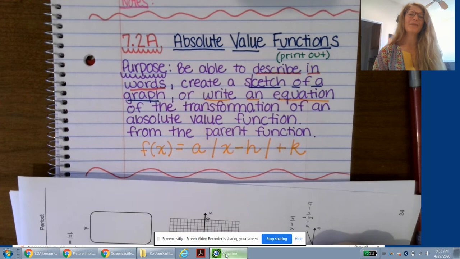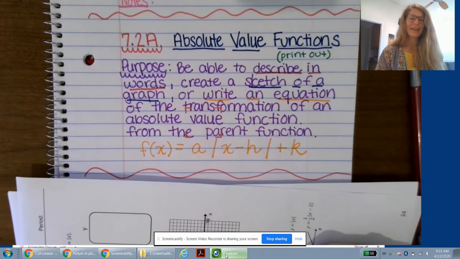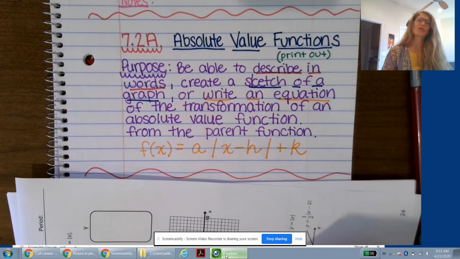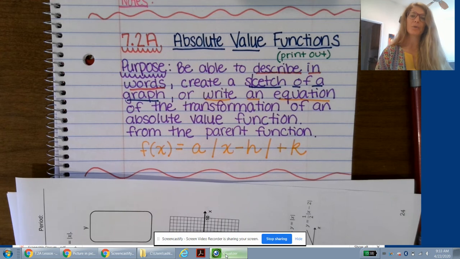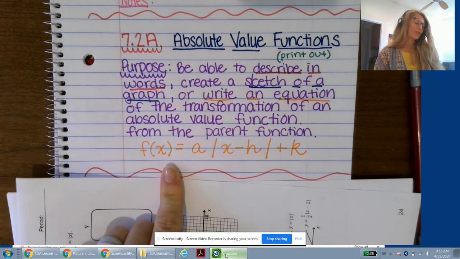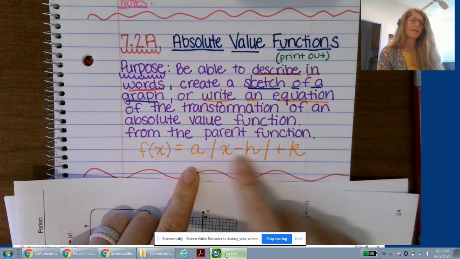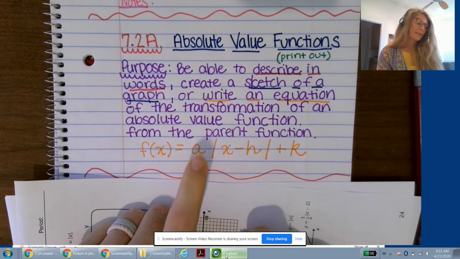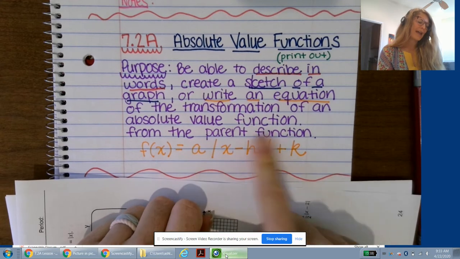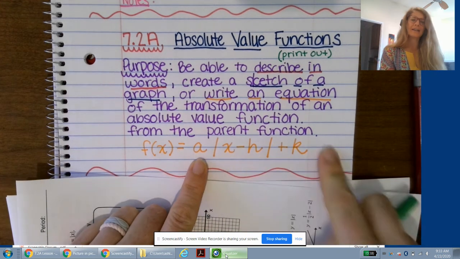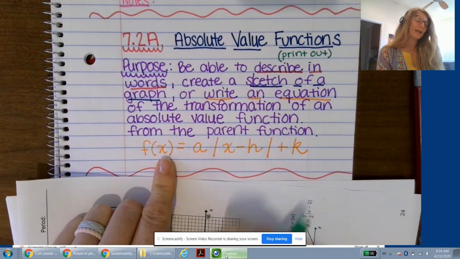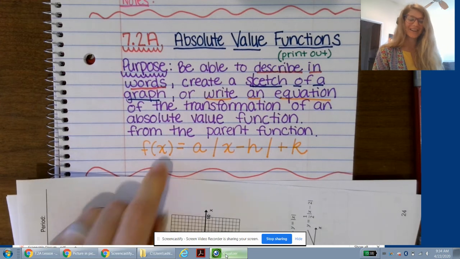Like I said, 7.2a, absolute value functions. Our purpose today is to be able to describe in words, create a sketch of a graph, and/or write an equation, a function rule, of the transformation of an absolute value function from the parent function. So every absolute value function is going to follow this format. Depending on what we change for A, H, and K, our graph is going to have a certain type of transformation based on how it's affecting our output. So x is still our input and f of x is our output. So let's get started.